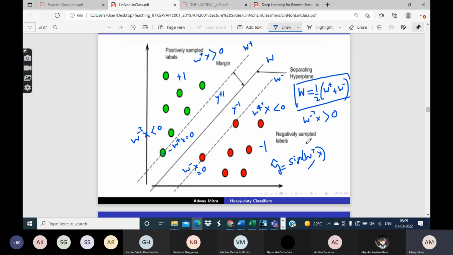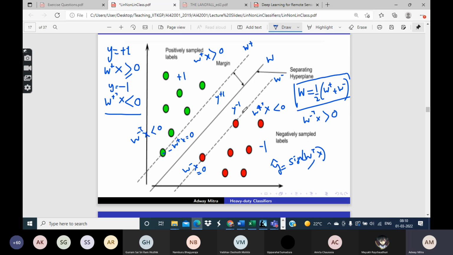So the criterion for correct classification of these points is that for the points for which y equals plus 1, w plus transpose x should be greater than, or let us say greater than or equal to, 0. And for the other points, y equal to minus 1, w plus transpose x will be less than 0.